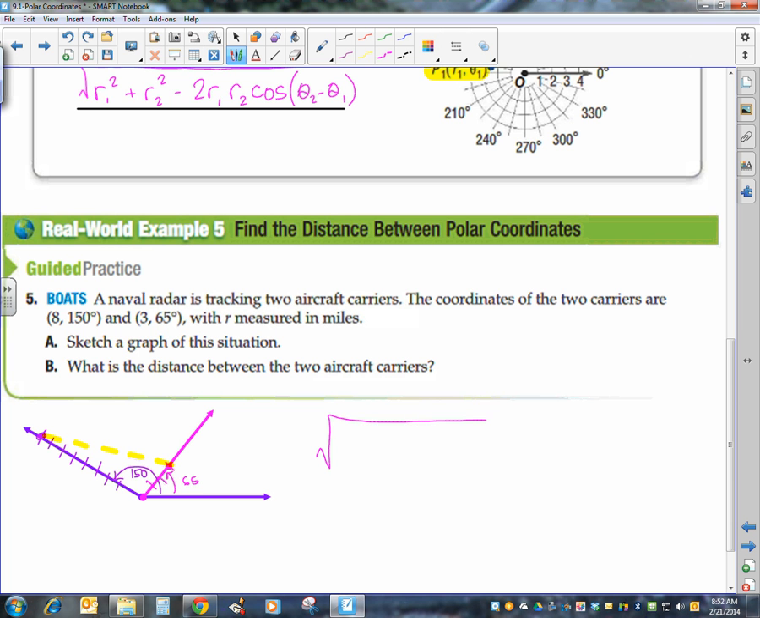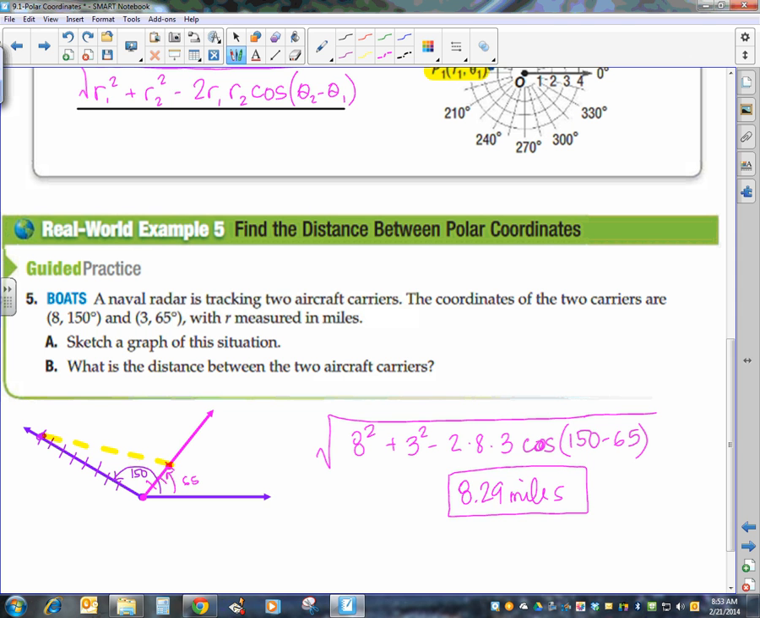We're going to use our formula. It says r squared, which would be 8 squared, plus 3 squared, minus 2 times 8 times 3 times the cosine of, subtract the two angles, 150 minus 65. So put that in your calculator and you will get an answer of 8.29, and they told us it was miles. So that's our answer. And that sums up polar coordinates.